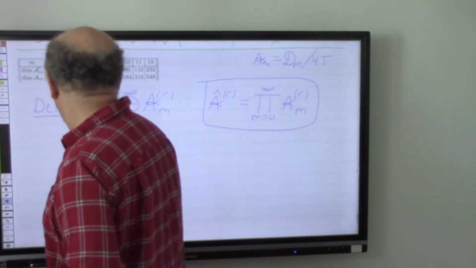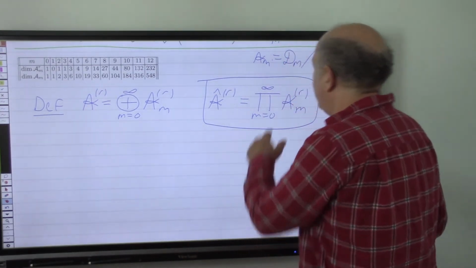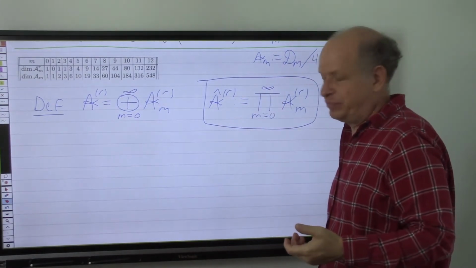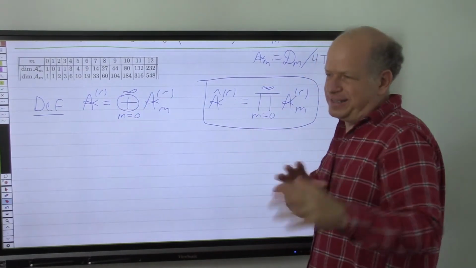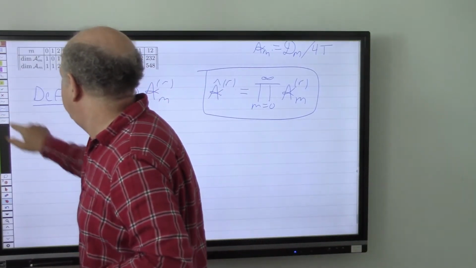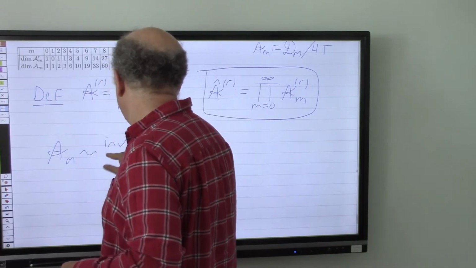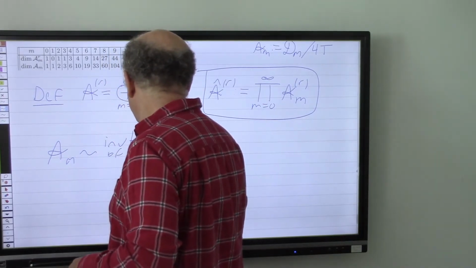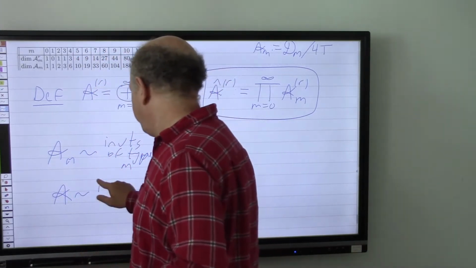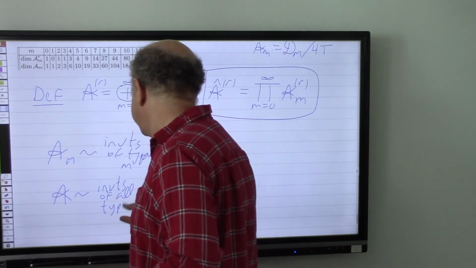Now, what about these spaces? The dual of A_m is finite type invariance, or invariance of type m, more or less. I'm being very, very loose now. So the dual of A_m is roughly invariance of type m. So the dual of A is roughly invariance of all types, so basically all finite type invariants.